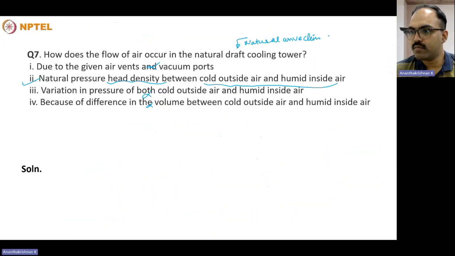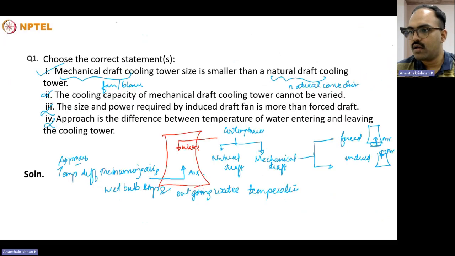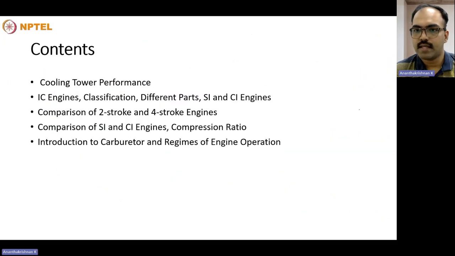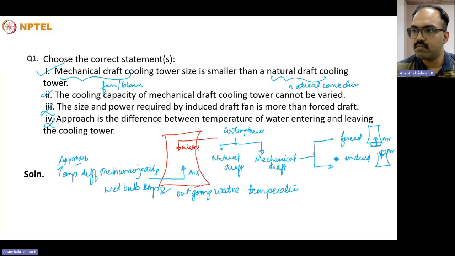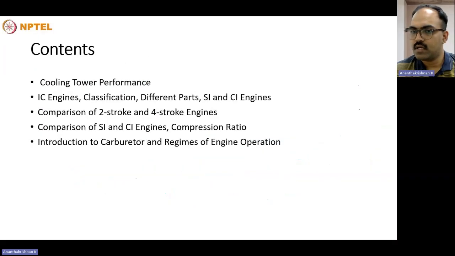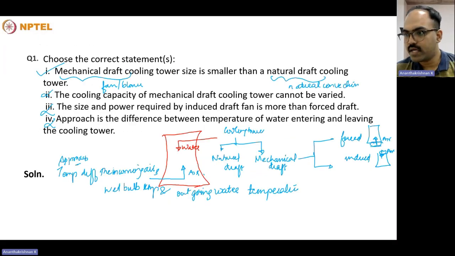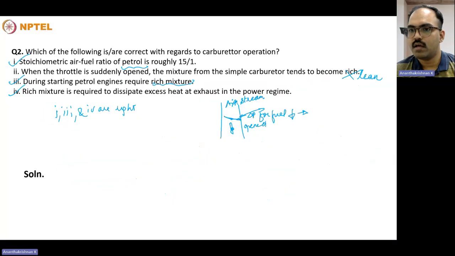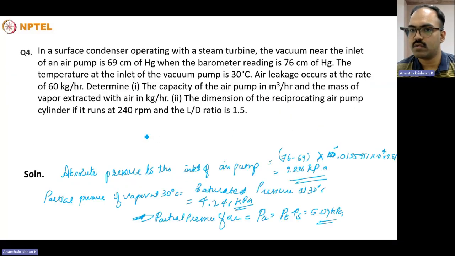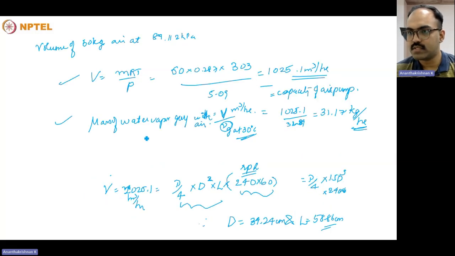That completes the set of problems that I had for this week. In this week, we have got a brief understanding of what a cooling tower is, the different types of cooling towers, natural draft as well as mechanical draft, and the different subsections of the mechanical draft ones, the forced and induced ones.